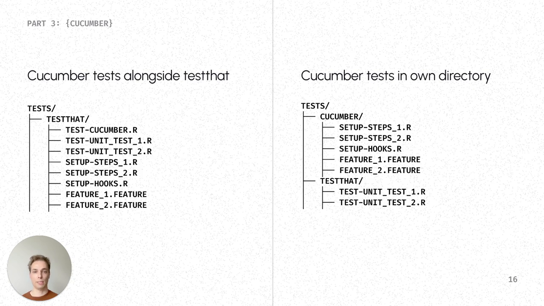If your acceptance tests are fast, put them alongside unit tests. If they take longer to complete, as it's usually the case with Shiny app tests, you're probably better off placing them in a separate directory, so you can easily launch one or the other.